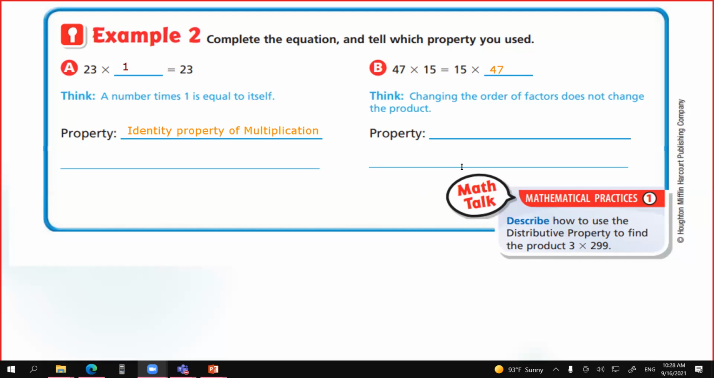In the first one, we multiplied 1 by 23 and we get 23. And we said that the name of the property is an identity property of multiplication. Now look at the second one here. 47 times 15 equals 15 times 47. So what is the name of the property? Bravo, commutative, thank you.